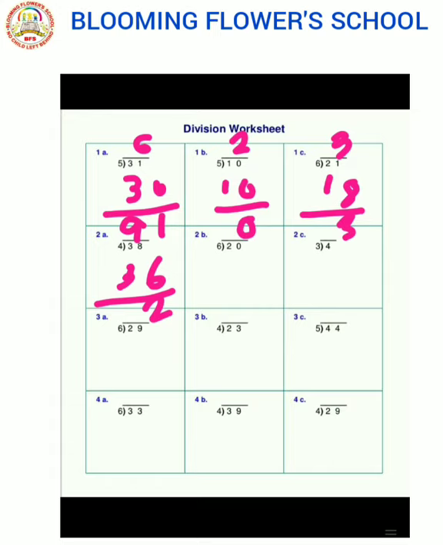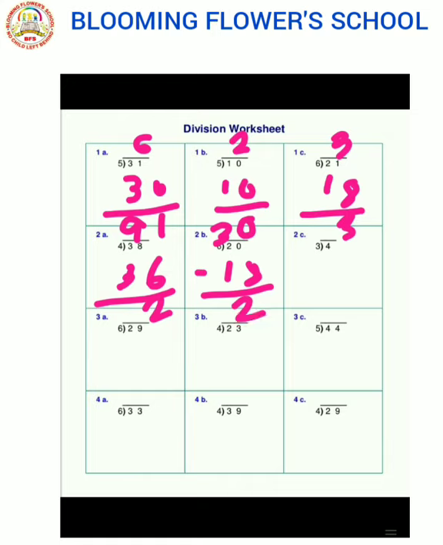Now next is 20 to be divided by 6. So go for the 6 tables. 6 ones are 6, 6 twos are 12, 6 threes are 18, 6 fours are 24. 24 is more than 20, so we need to go with 3. So 3 is the quotient, 20 is subtracted by 18 and the remainder is 2.